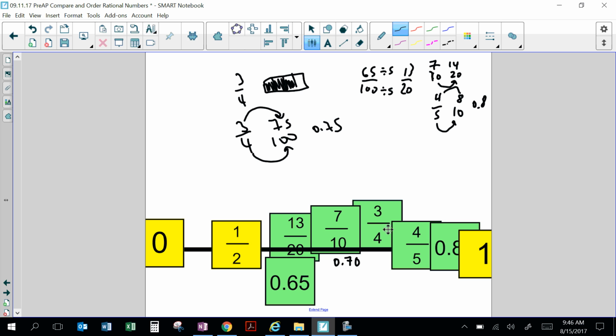Another way you could have done it is using the least common denominator. What do 20, 10, 4, and 5 all share in common? 20. So we know this is 14/20. This is 13/20. 3/4, if I build it to 20, times 5, that would be 15/20. And 4/5, if I build this to 20, times 4, that would be 16/20. So 13, 14, 15, 16 over 20.